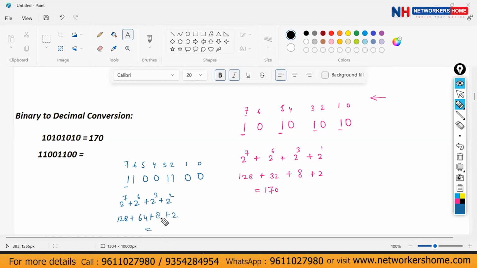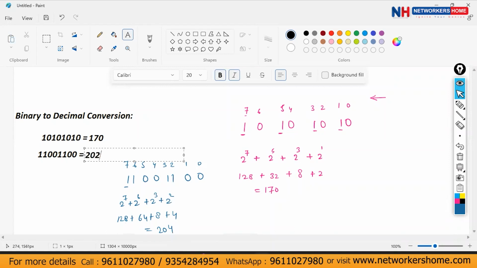And if you add these numbers, this value will be 202. What is the value? 204. Okay, yes, no, 204. It is 128 plus 64, 192. My mistake, this is 2 raised to power 2, so this will be 4. 2 raised to power 2 is 4, so it will be 12, and 192 plus 12 is 204. Is it clear? We can convert decimal to binary and binary to decimal.